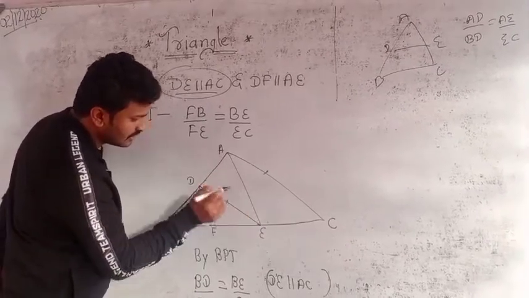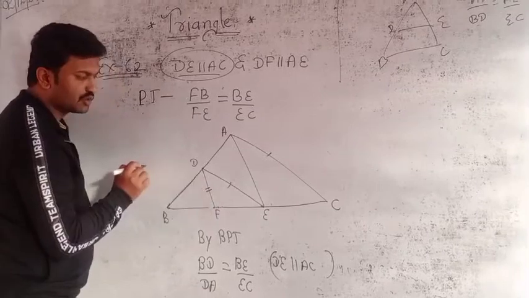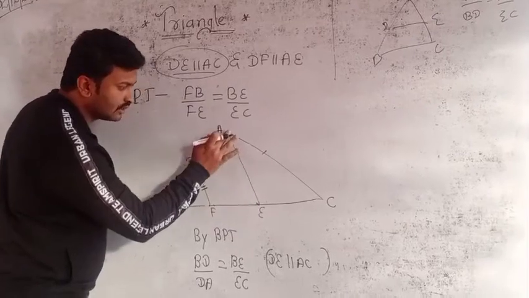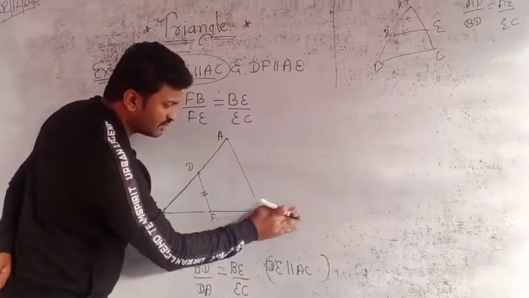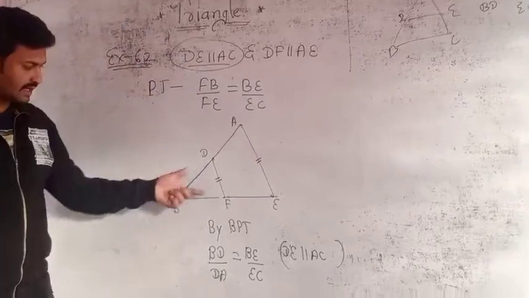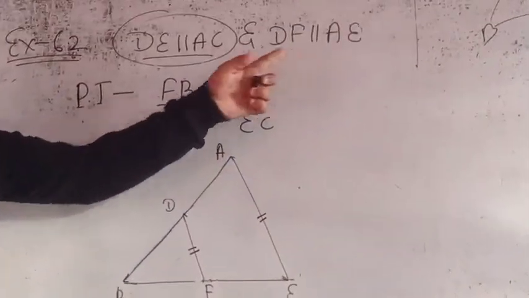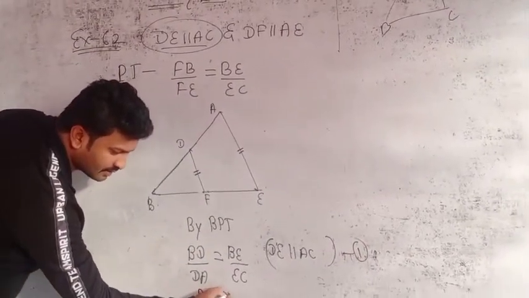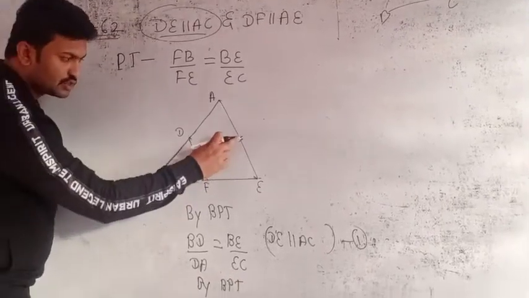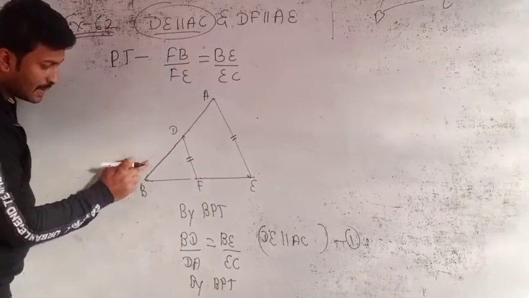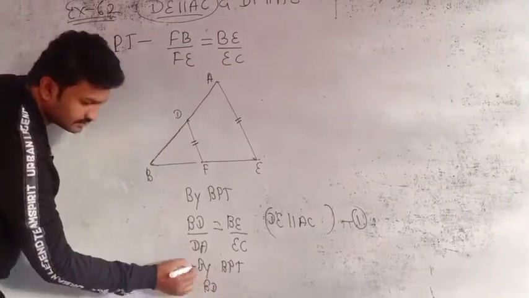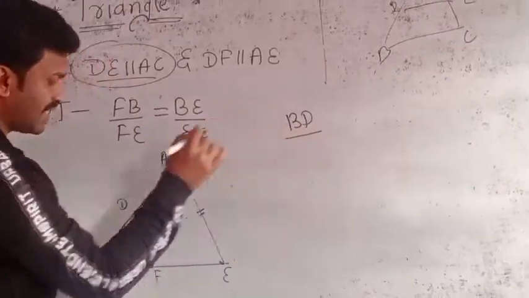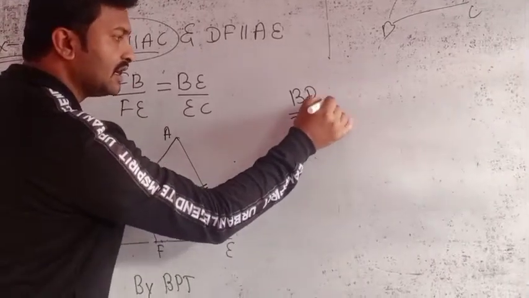And DF is parallel to AE. Now you don't worry about this and this one. Concentrate only on these two parallel sides. DF is parallel to AE. Okay. Call this as 1. And again by BPT, if these two sides are parallel, we can write the ratio as BD divided by, I'll write here, BD divided by DA equals to what?